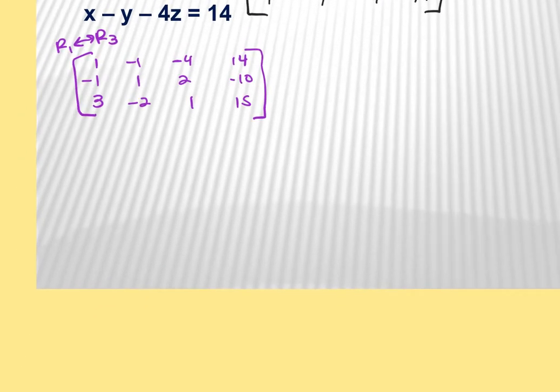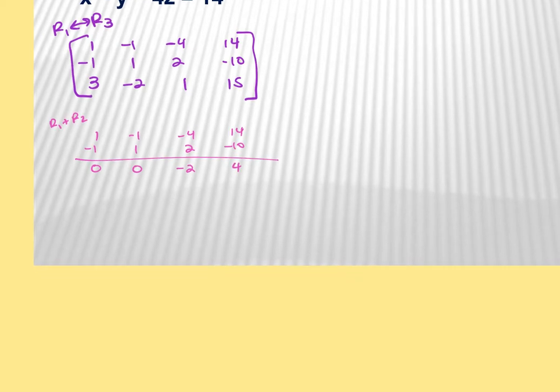Step 2. Add row 1 and row 2. And this is where people think they're smart and they just add them and do it in their head, and they try to replace and then they mess it up. So I know it's tedious and I know it's ridiculous, but we're going to write it out. 0, 0, negative 2, 4.